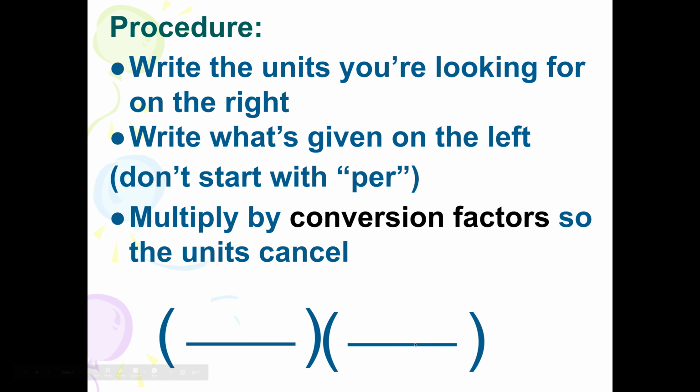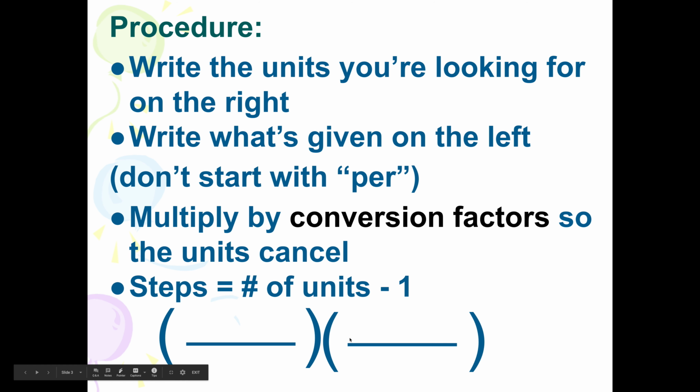Multiply by conversion factors so the units cancel. And remember, the number of conversion factors, the number of fractions, the number of steps equals the total number of units minus 1. So if you have kilometers, hours, and minutes, then that's 3 units. It would be a 2-step.